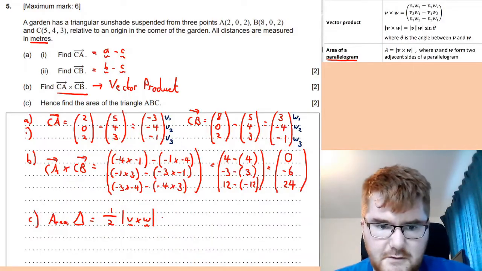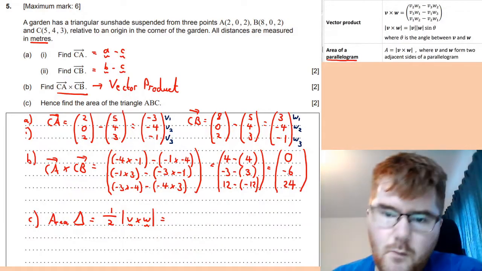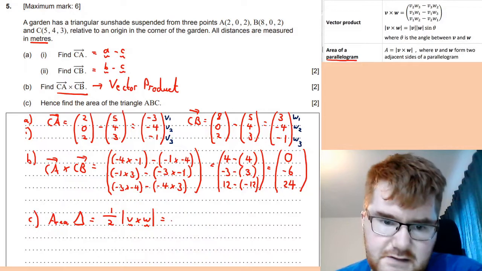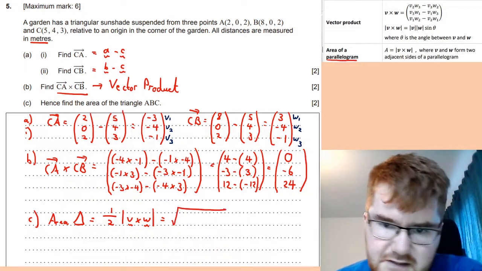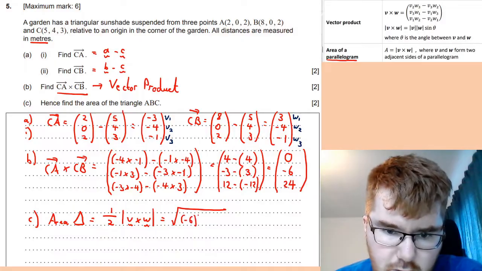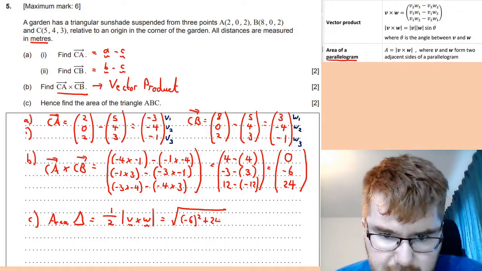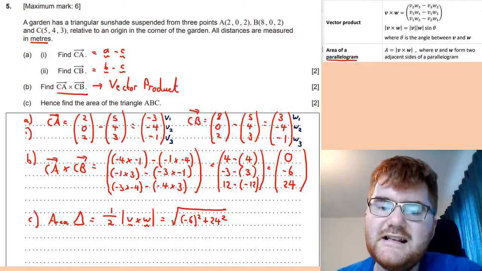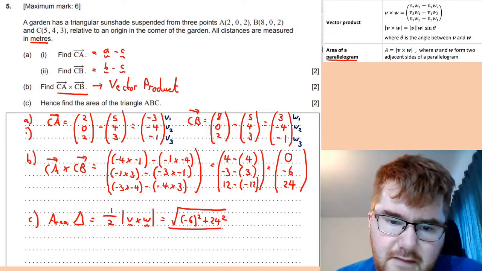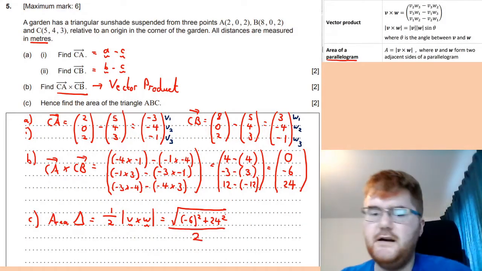So what we need to do here is take the answer from before. We want to find the magnitude of that vector. So remember, to work out the magnitude of the vector, we do essentially Pythagoras. So we've got minus 6 all squared plus 24 squared. And then we're going to take that entire answer and then divide by 2.